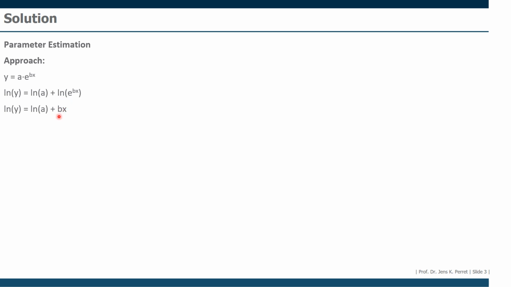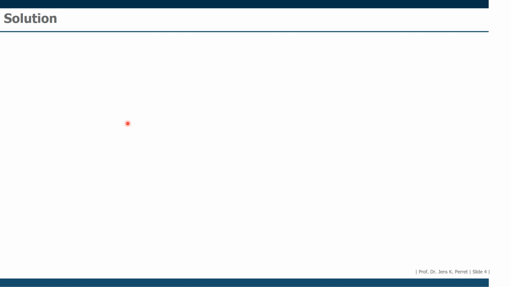And that's pretty neat, because now I have a slope b, an intercept ln of a, and this is a line. That's a description of a line, which I can estimate using, for example, the least squares method in the context of a linear regression. However, I need to keep one thing in mind. If I'm going to do this, I first have to logarithmize the y, because here as dependent variable, I'm going to use ln of y.